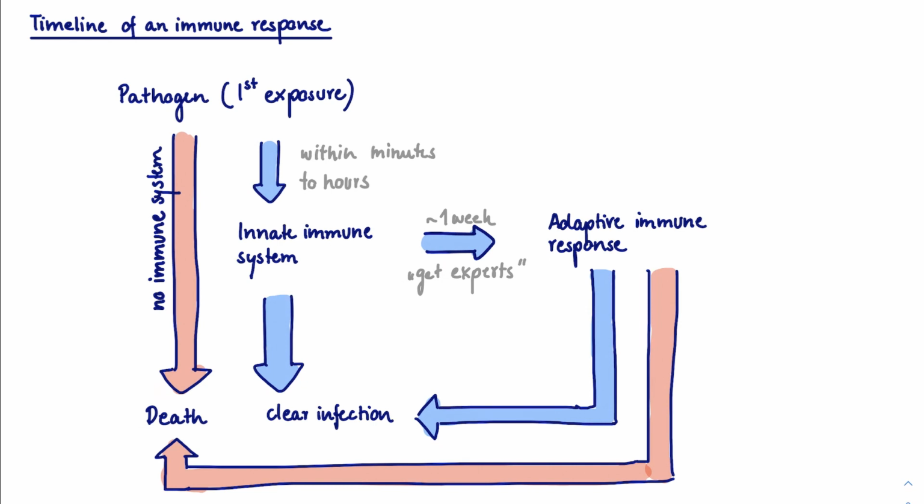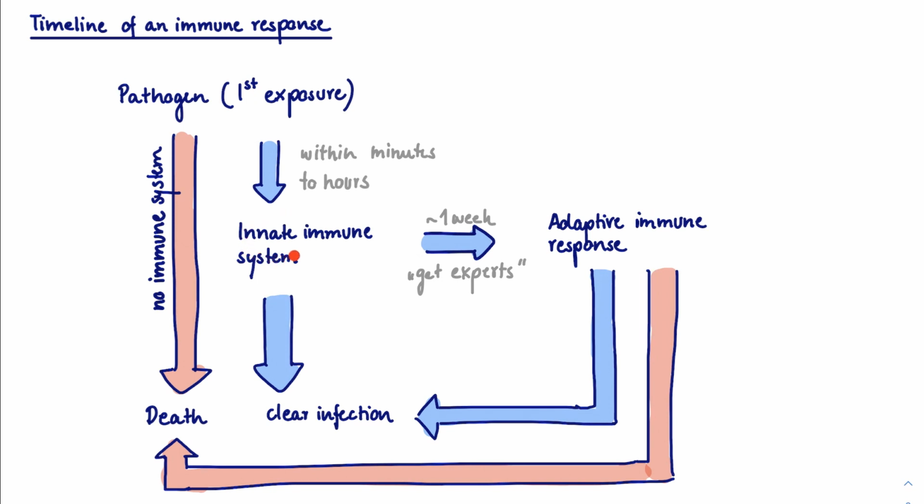So within minutes to hours, the innate immune system is going to kick in and try to clear the infection. If this is a very mild infection, it might be possible that the innate immune system alone can clear the infection, and this would be the outcome. But let's say it's not enough. They cannot get rid of the pathogen. So what are the options here?